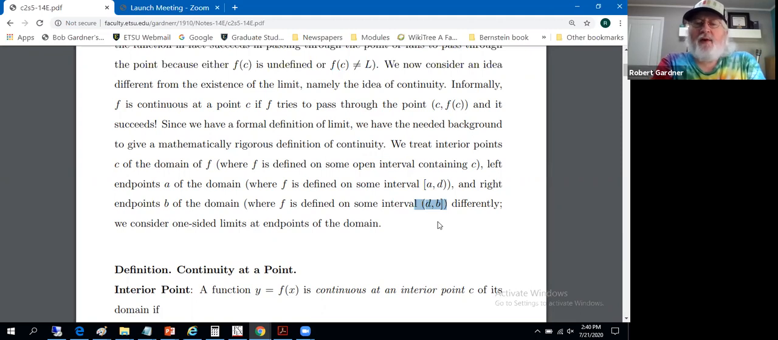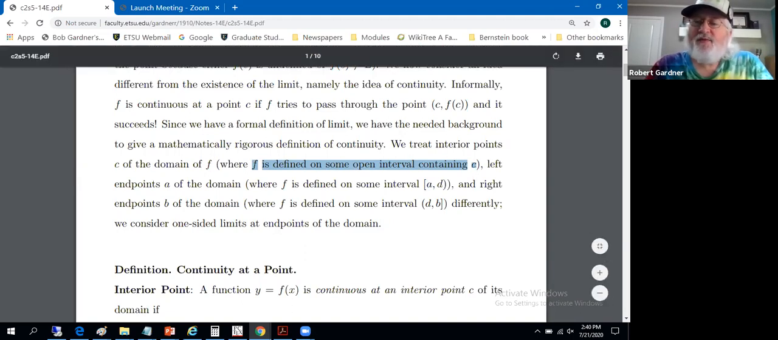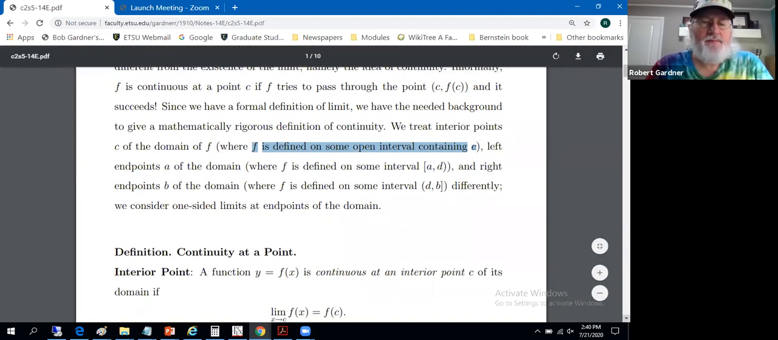So we're requiring the function be defined at certain points, that's new, and close to those points. Close to from the left or close to from the right when dealing with endpoints. Otherwise, we'll just be dealing with the function defined on an open interval containing c, including c this time. So the function has to be defined at c for it to be continuous at c.